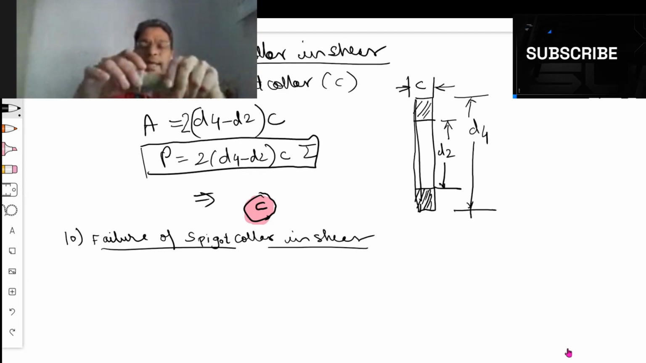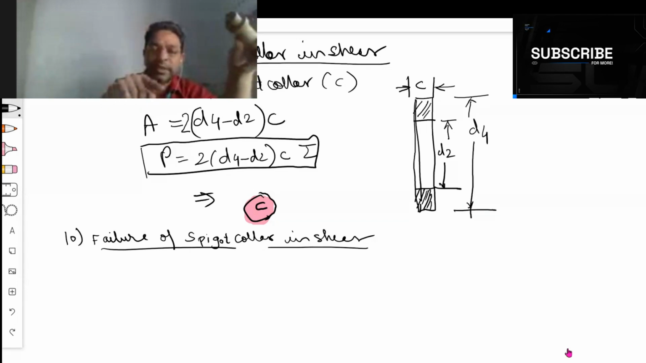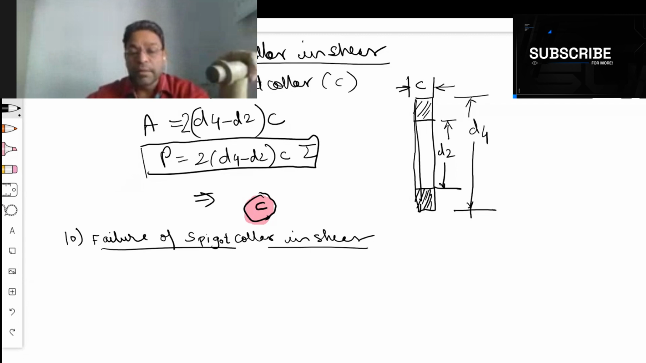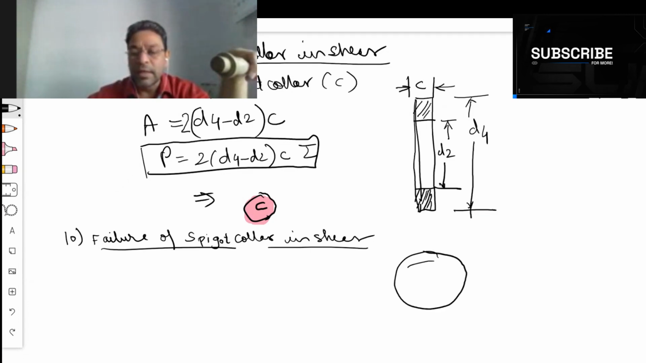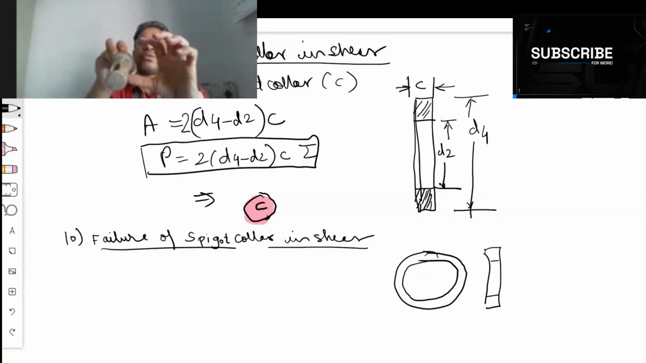Assume that the spigot collar is like a ring on the spigot. Ring means it will be something like this, this and this. This is the ring, and inside you will see it as a rectangle. So you can see this is like a ring on this spigot.